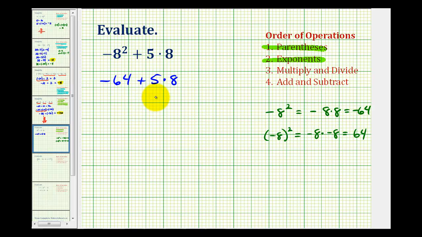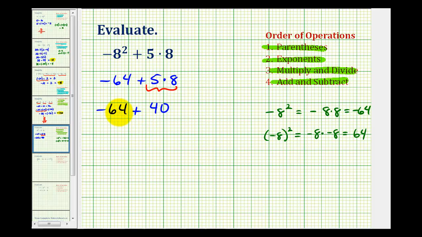Next, following the order of operations, we need to multiply and divide before we add and subtract. So the next step will be to determine this product here. So we'll have negative 64 plus 5 times 8 is equal to 40. And now we can determine this sum.